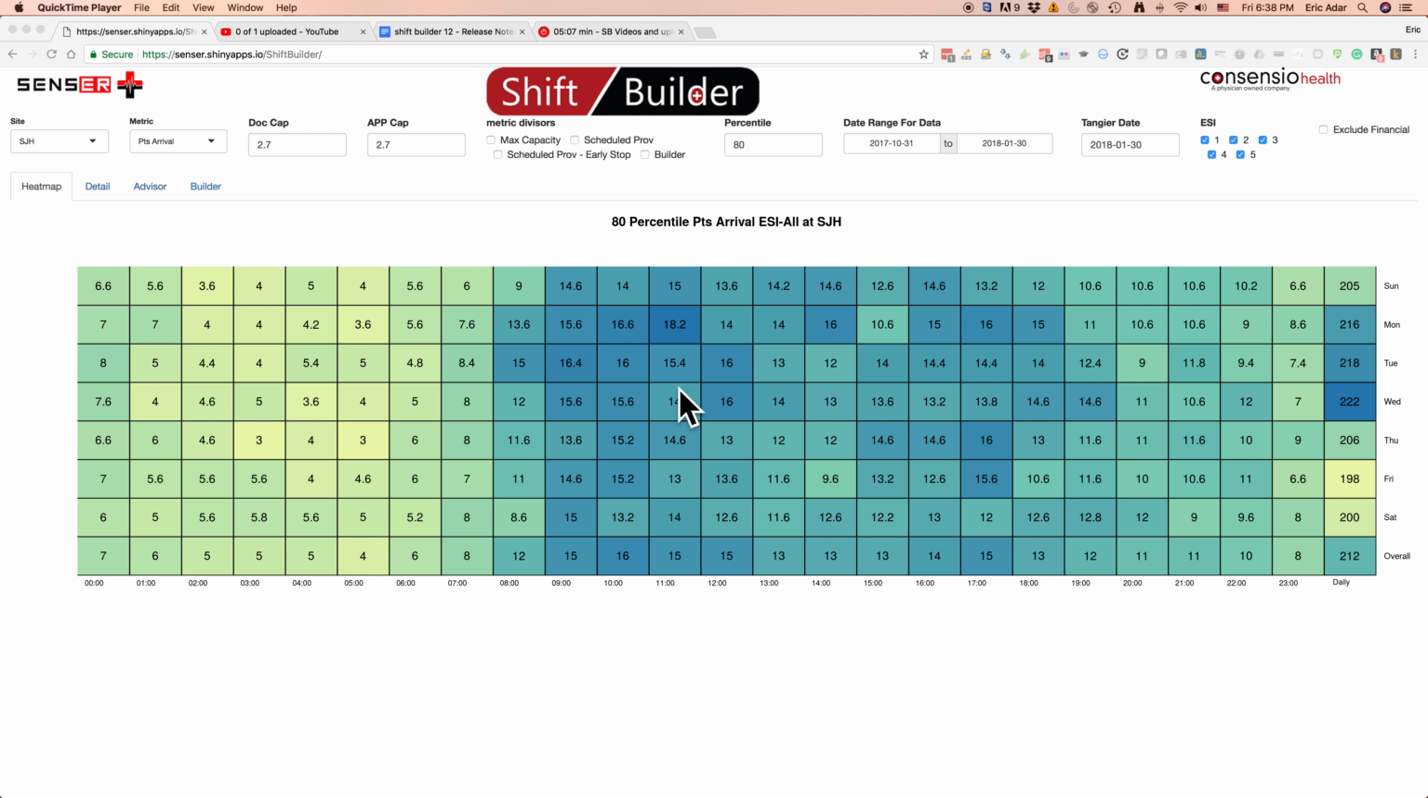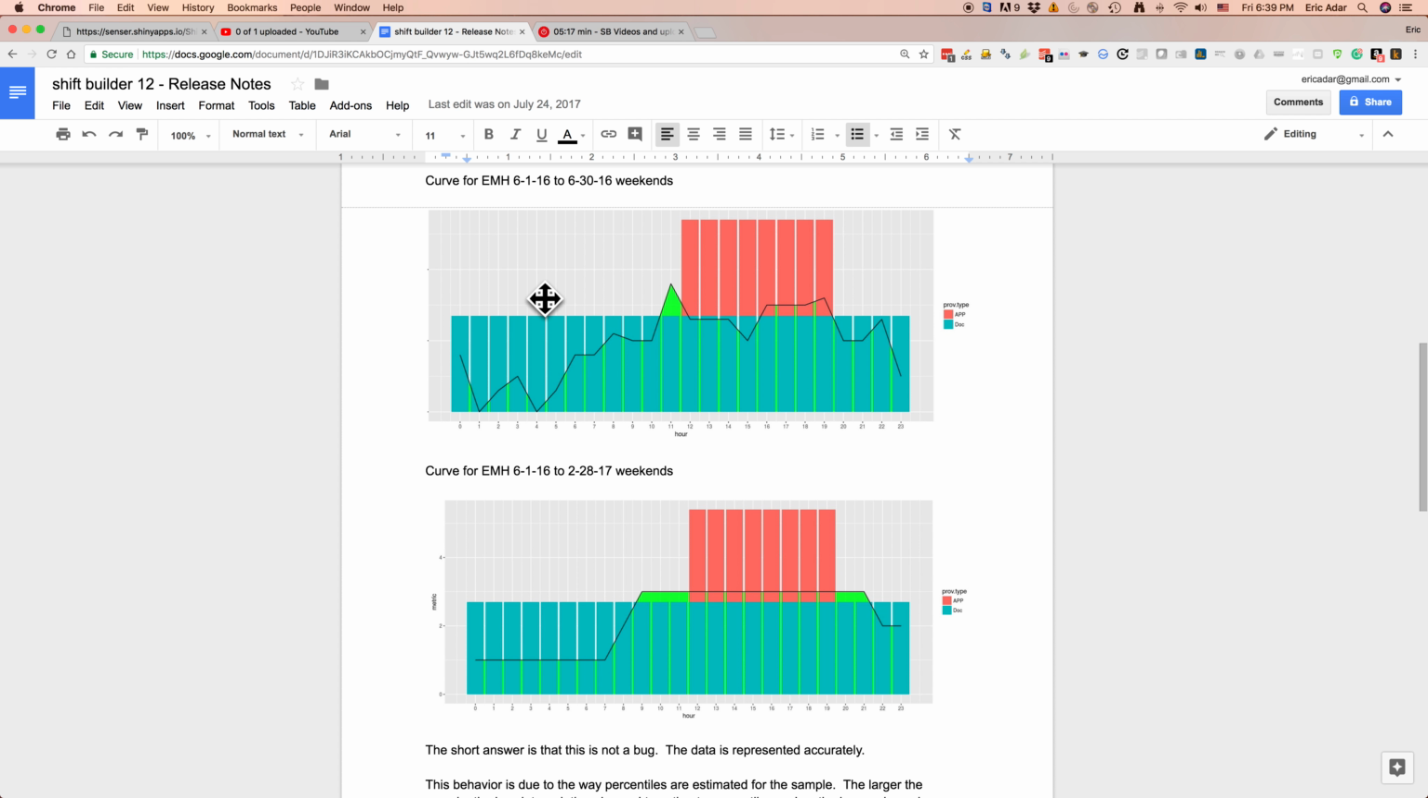I'd like to explain a potential problem that was pointed out by Corey a while back. This was maybe roughly a year ago. At the time we used the software ShiftBuilder to talk about staffing at Elmbrook Hospital. And these are the graphs that Corey saw that concerned him.